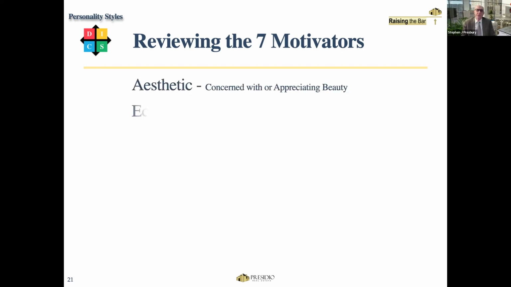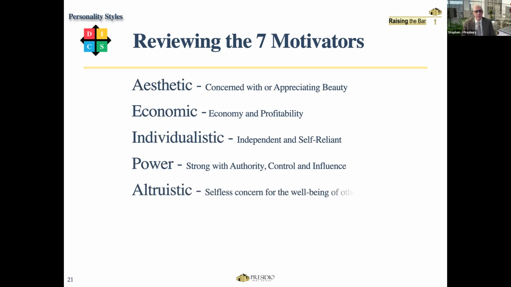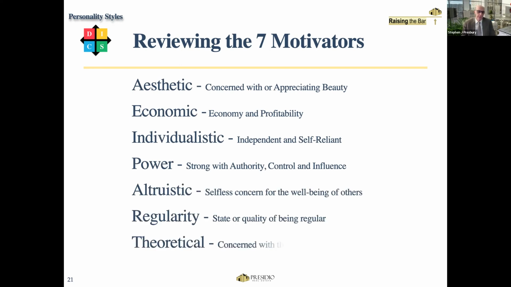So they work on these 7 motivators: aesthetic, economic, individualistic, power, altruistic, regularity, and theatrical. So you've kind of got these 7 motivations that are built within the program, and as you answer the questions, they're figuring out where you are in this personality range, what things motivate you to do certain things.